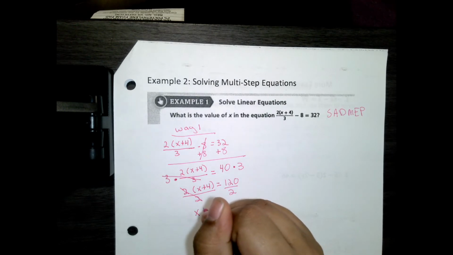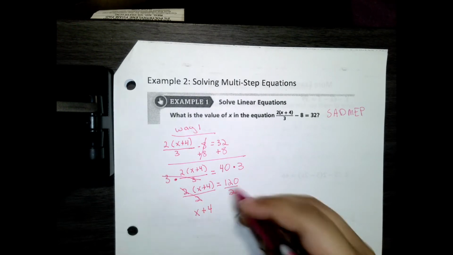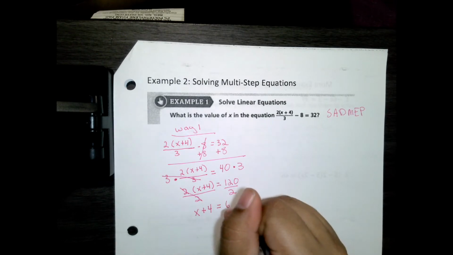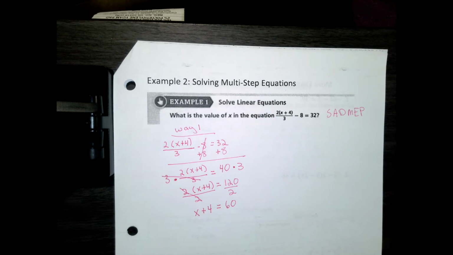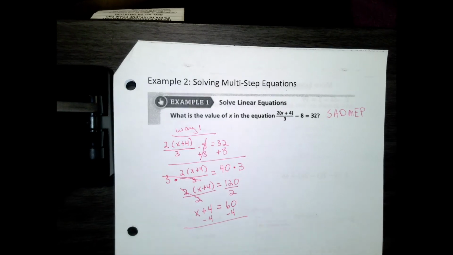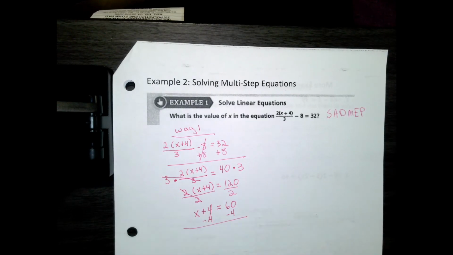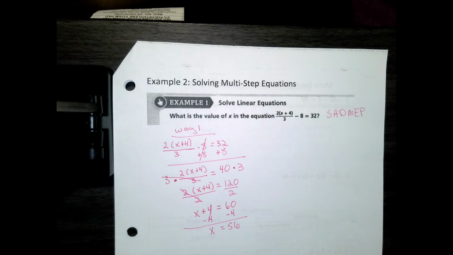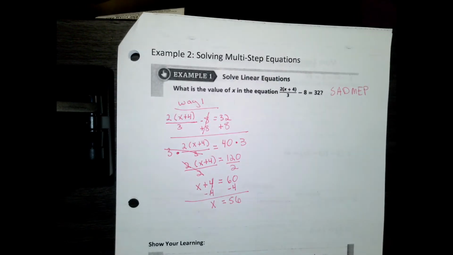Leaving us now with our x plus 4. We can pull her out of the parentheses. Yay! 120 divided by 2 is 60. Now the last thing to do to figure out our magic number, our solution with x, is just to subtract. So if we subtract 4, we get rid of it on this side, and we get x is equal to 56. So that is the first way to solve it.